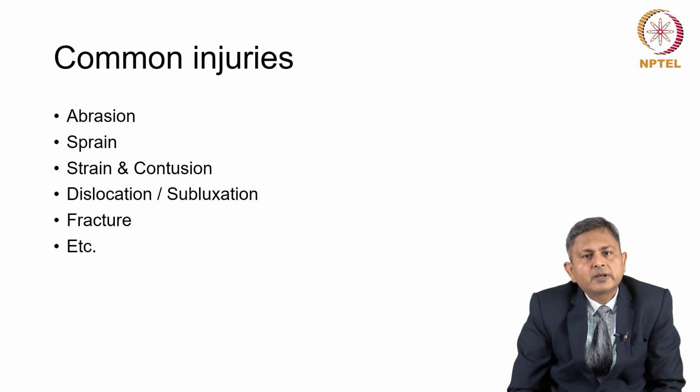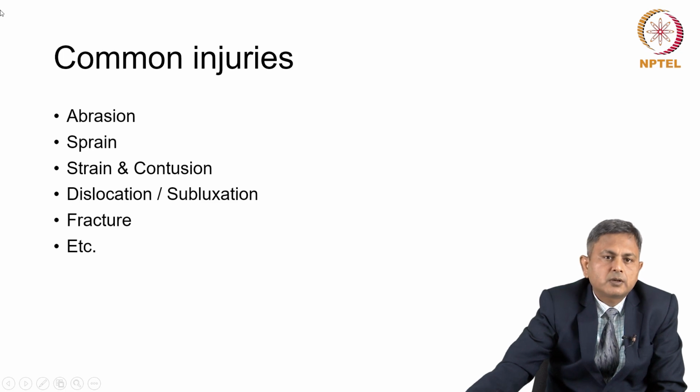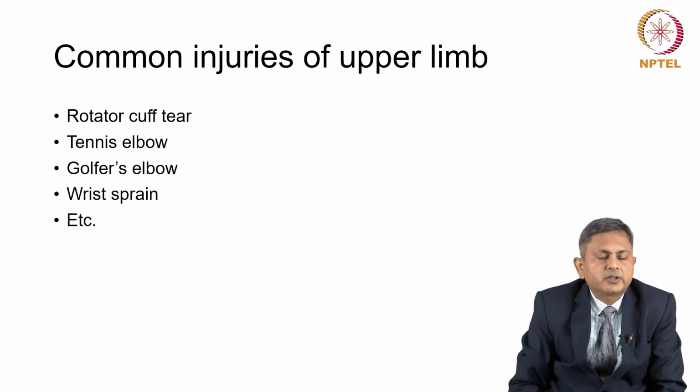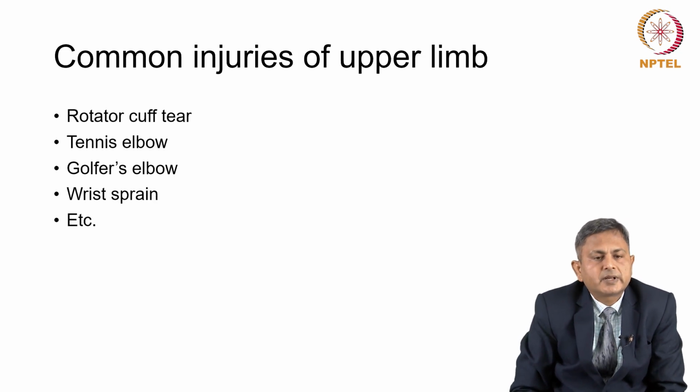So these are the common injuries when you play or participate in sports. You commonly see these injuries. Next come the limb specific injuries, like rotator cuff, upper limb injuries. Common injuries are rotator cuff, tennis elbow, golfer's elbow, wrist sprain. So rotator cuff. Rotator cuff is the injury of your shoulder joint, and it is quite common.